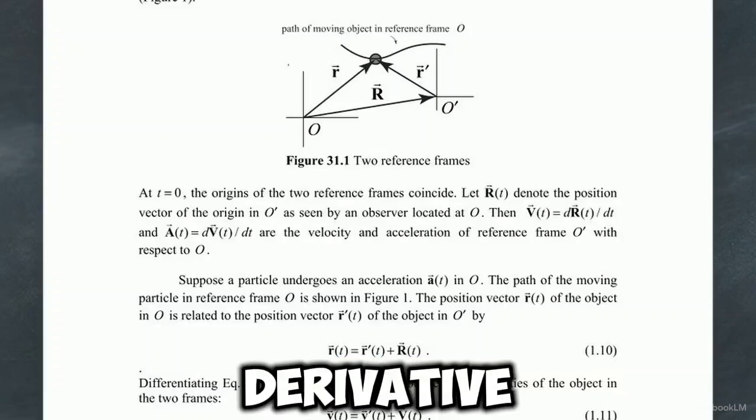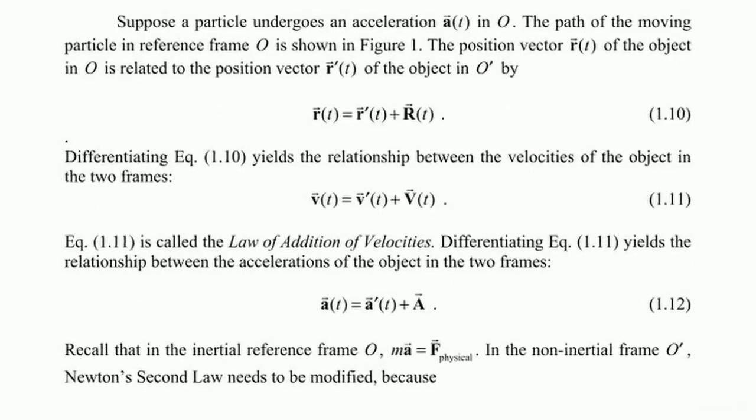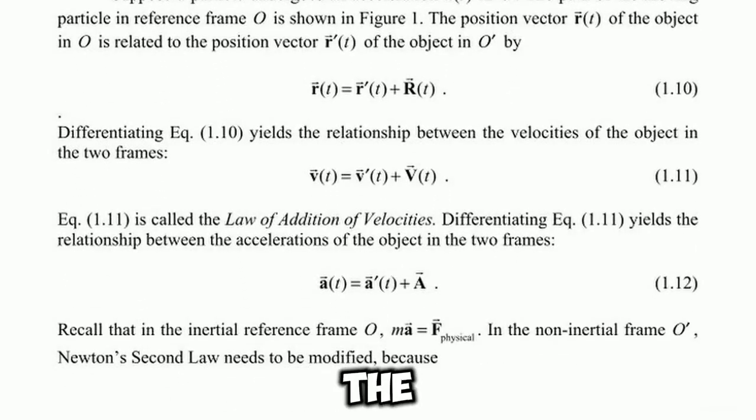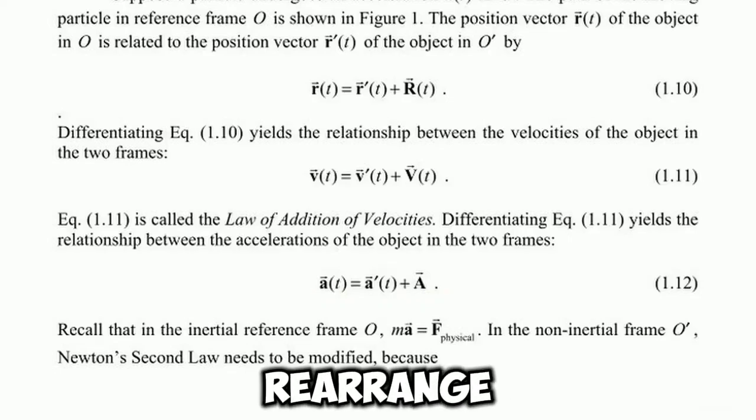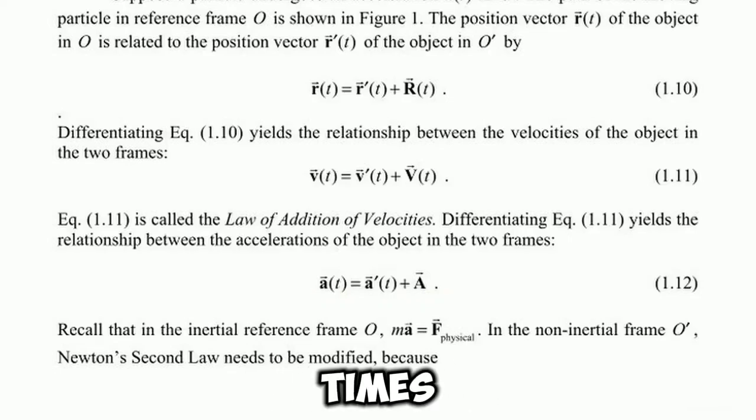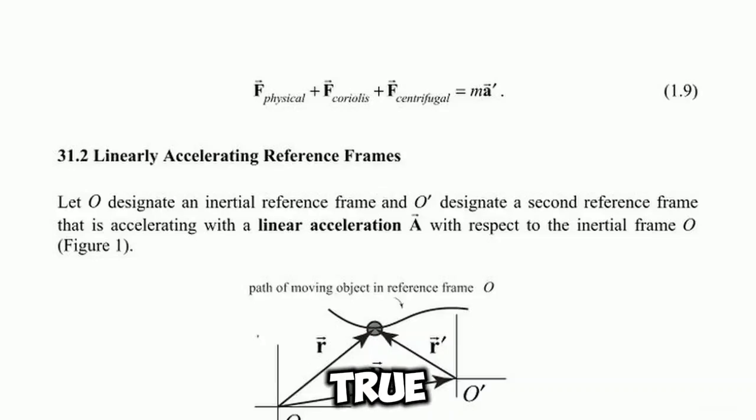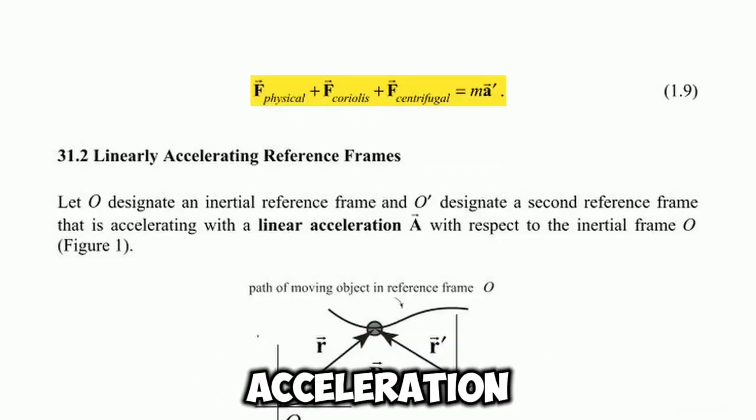Take the second time derivative of that position equation. This gives us the relationship between the accelerations in both frames. The acceleration of the object in O equals its acceleration in O', plus the acceleration of the frame O' itself. If we rearrange this to solve for mass times acceleration in the moving frame, ma', we get the true physical forces minus mass times the frame's acceleration, a.